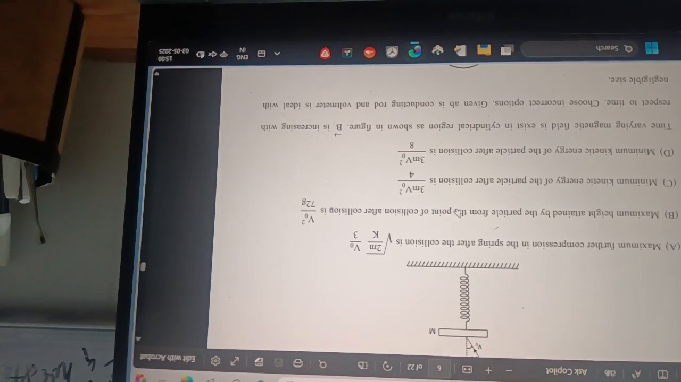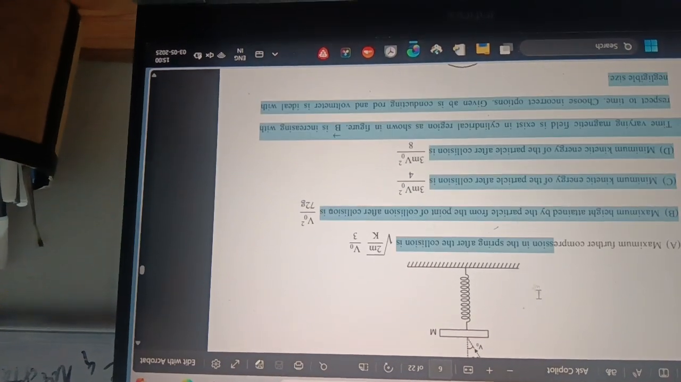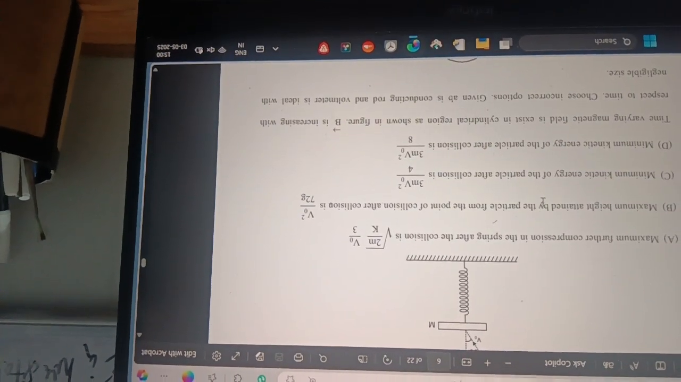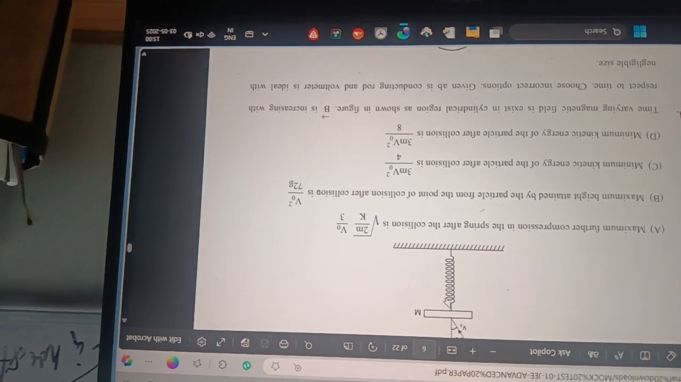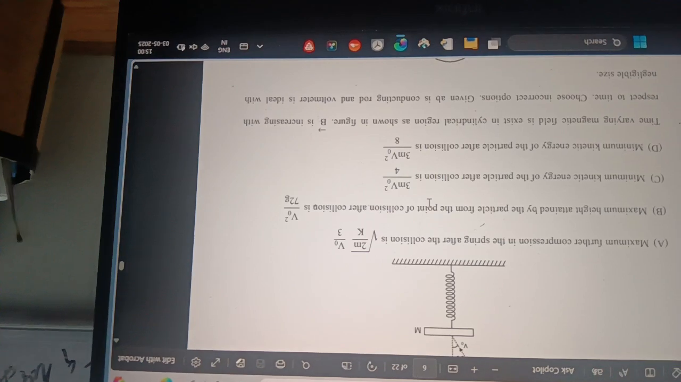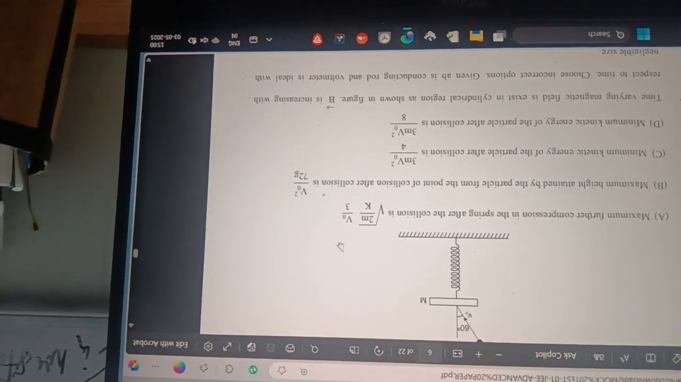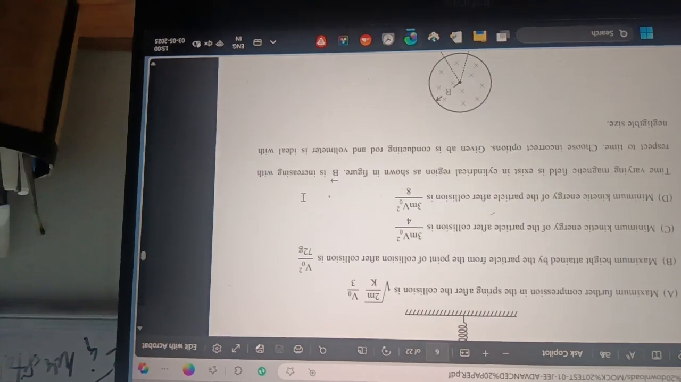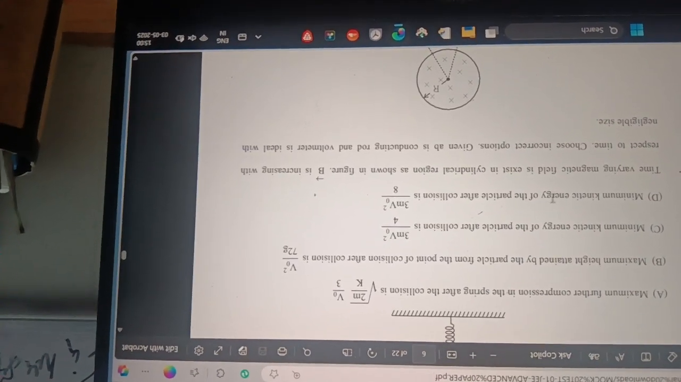Based on that we can find this: maximum compression occurs when the whole kinetic energy is converted to the potential energy of the spring, and the kinetic energy of this capital M mass converts to potential energy, and maximum height attained is simply given by v square by 2g, where v is the vertical velocity of this small m mass. And actually all these three options are correct.